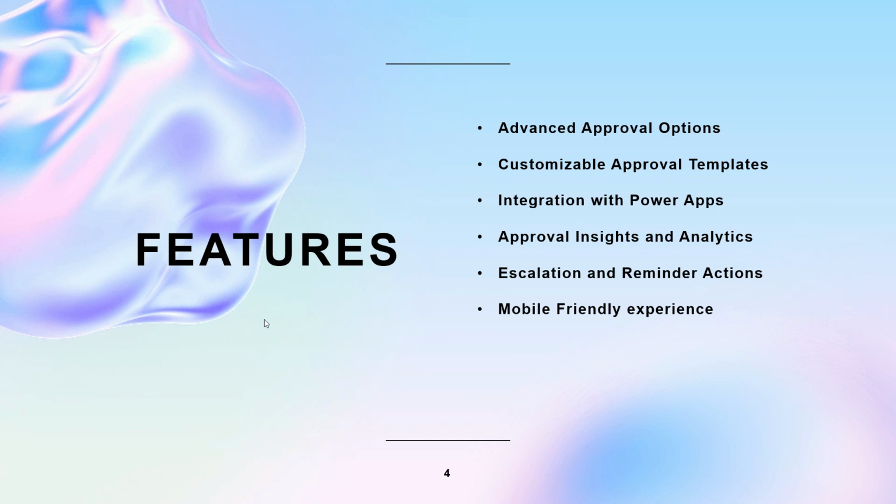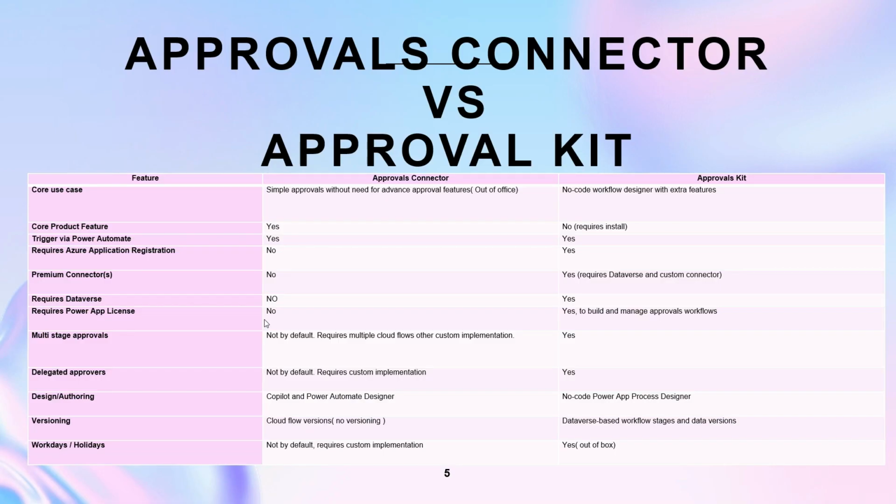Let's move to a different slide, wherein I will be explaining how approval connectors that come with Power Automate are different from this approval kit. I will be covering a few of the differences and the rest you can read from this slide. The first difference is the versioning difference. You can easily maintain versioning in the case of approval kit, although there is no such versioning maintained in the case of cloud flows or approval connectors that come with Power Automate.